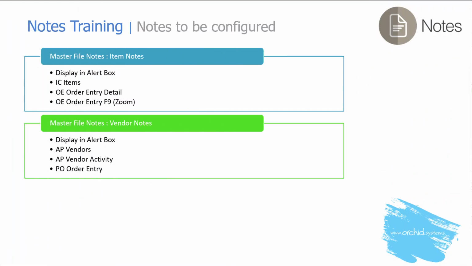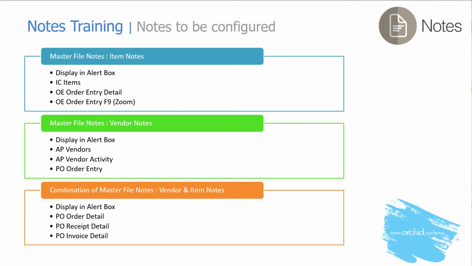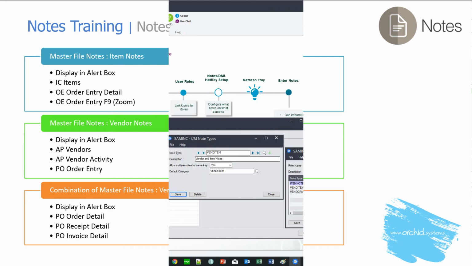We have seen master file notes around vendors on the AP vendors, AP vendor activity, and PO order entry. Now we're going to set up a third note type, and this note type is to store notes against a combination of a vendor and an item note. So some specific note that you only see when you see the particular vendor 1200 and item A11030. And we want to see those notes in the alert box, and we want to see them on the purchase order detail grid, the purchase receipt detail grid, and the purchase invoice detail grid.